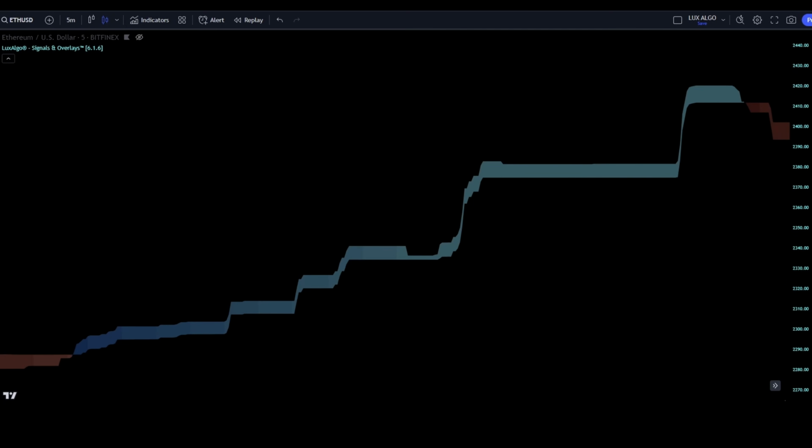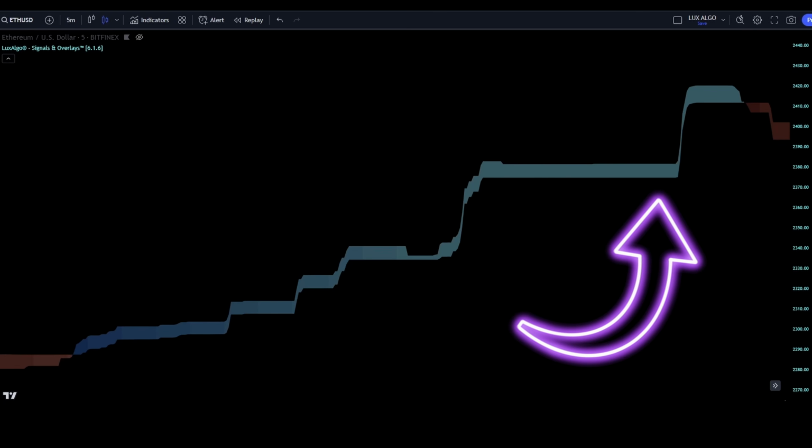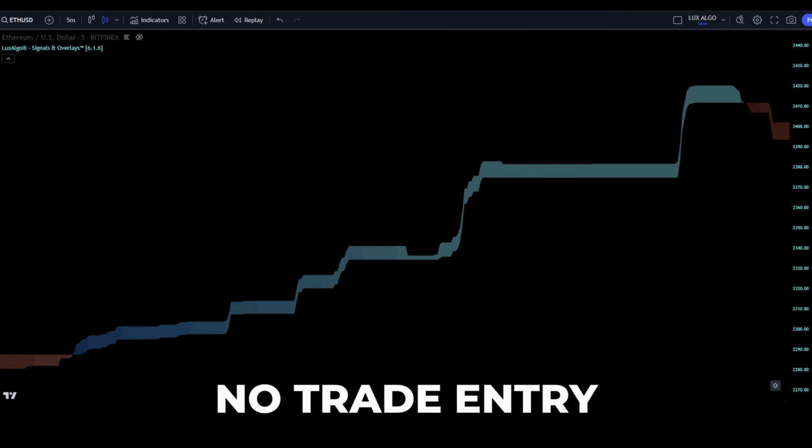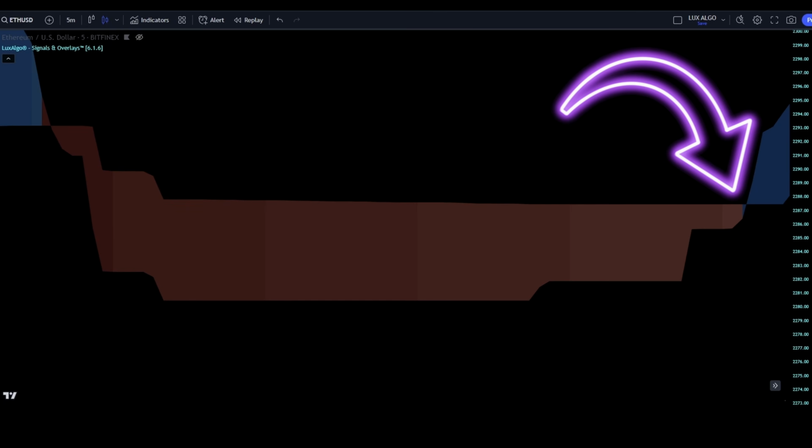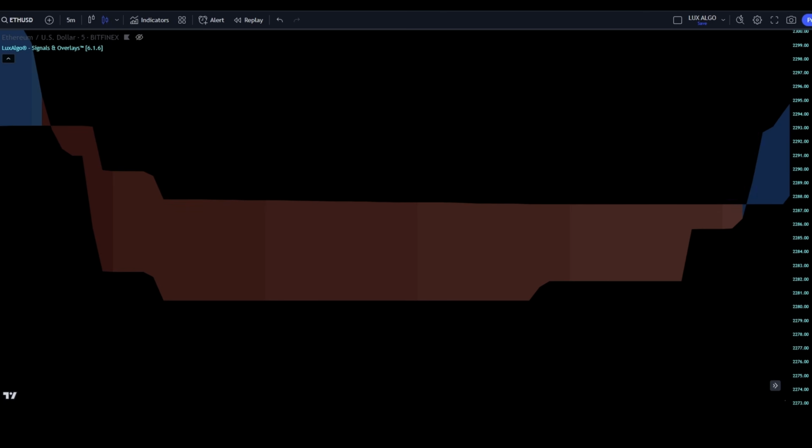We will use the brightness of the Neo Cloud to know when to avoid entering a trade. As we can see here, the blue cloud is colored in its brightest blue, so we are not going to enter a long trade at this point. The exact opposite is true for the red-colored clouds. The cloud is colored in its brightest red, so we will avoid entering short trades when it's colored like this.